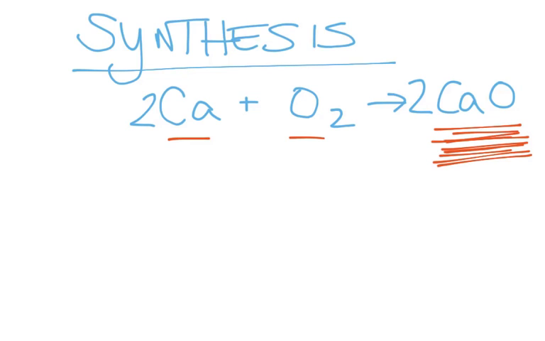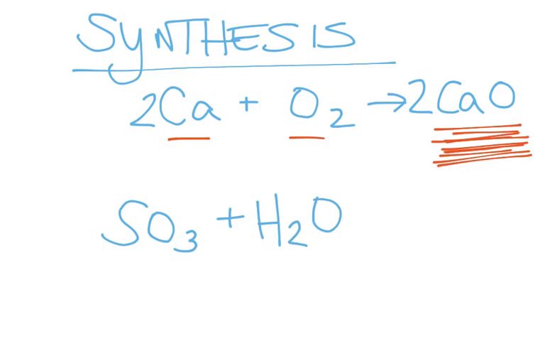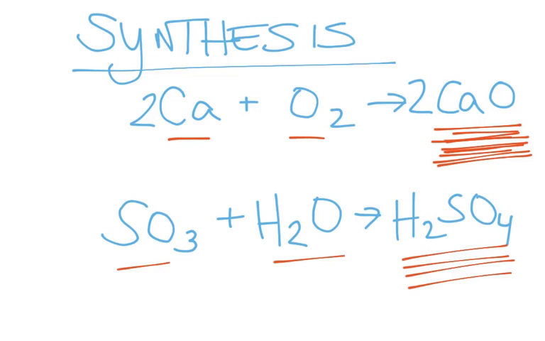It can be compounds. Now, you're not going to see a lot of these in this class, but you can take 2 compounds, okay, sulfur trioxide plus water, you can make sulfuric acid, and that's a synthesis reaction. Two individual things coming together to make one. For the record, it doesn't have to be 2 reactants. It could be 3, it could be 12, it could be 80. The kicker with a synthesis reaction is there is one product at the end.